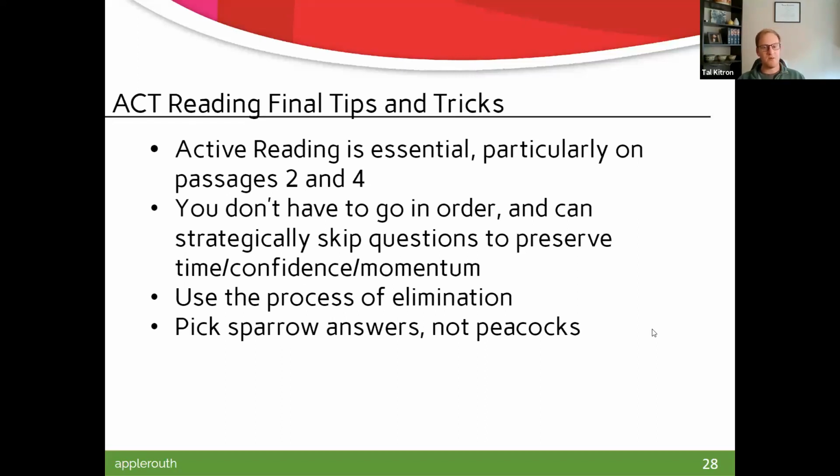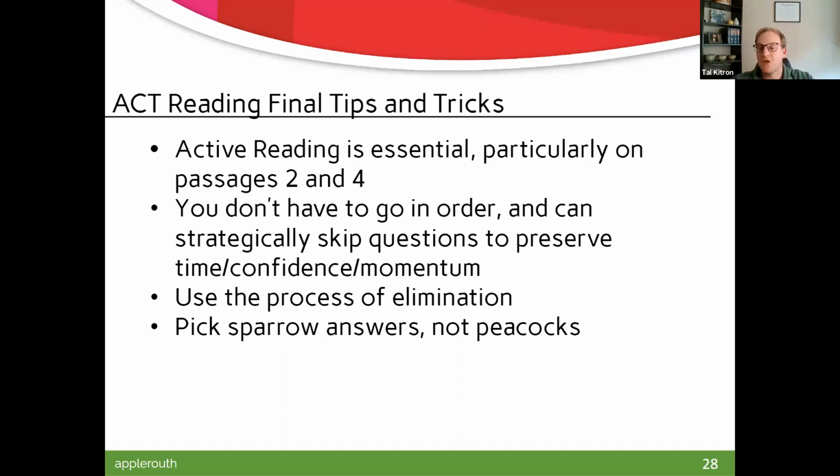My last tips on reading would be make sure you're using your pencil. We didn't talk too much about it, but underlining, circling, starring main ideas. The biggest thing is taking simple notes, right? If you can paraphrase as you read and put little notes in the margin, it can actually speed you up, especially on the questions.